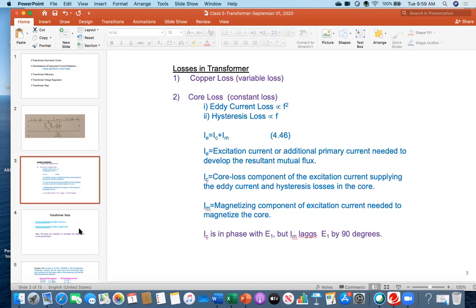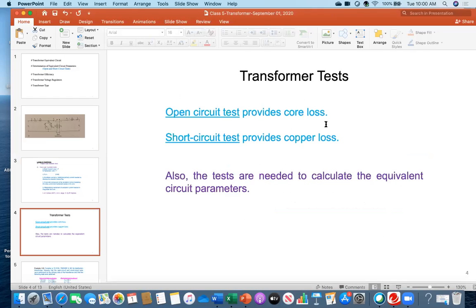Okay, so moving forward. To find out those equivalent circuit parameters, I will be doing 2 tests. One is called the open circuit test and the other is called the short circuit test. And I have written down here that the open circuit test provides core loss. The short circuit test provides copper loss. I am coming to those points.